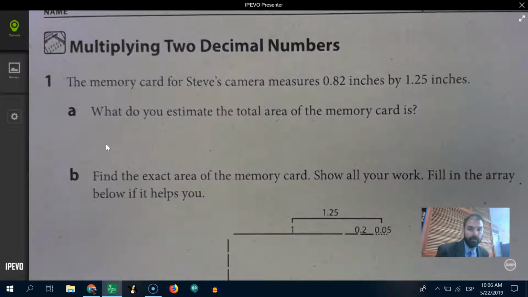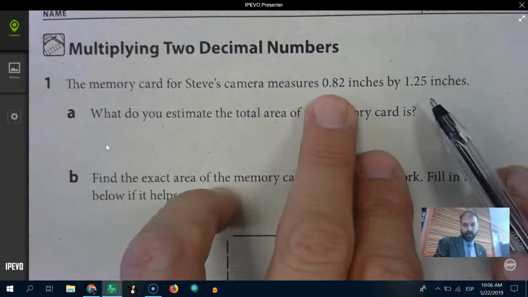Hello, so this is multiplying two decimal numbers. The memory card for Steve's camera measures 82 hundredths of an inch by 1 25 hundredths of an inch, or 1 1/4 inches. What do you estimate the total area of the memory card is?